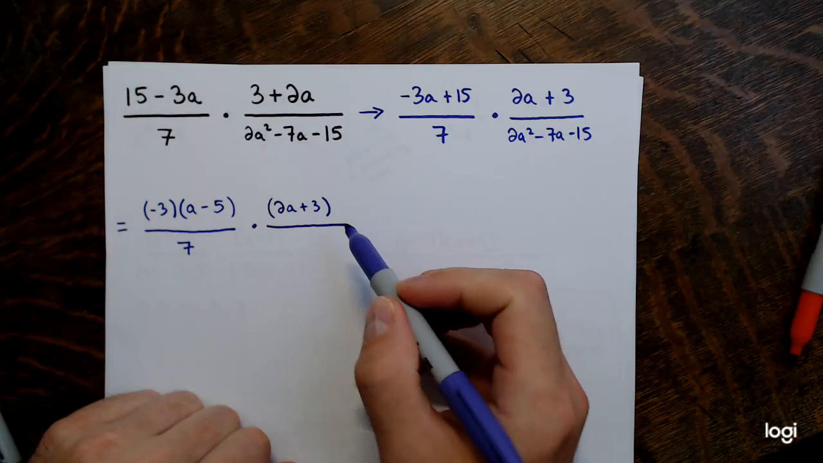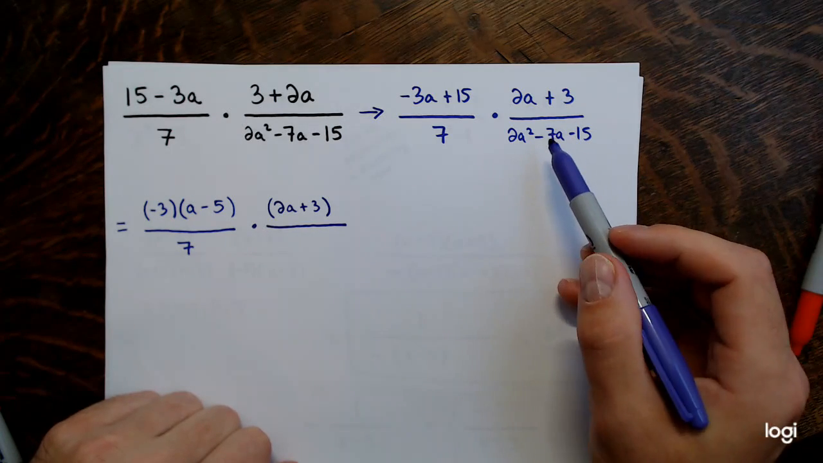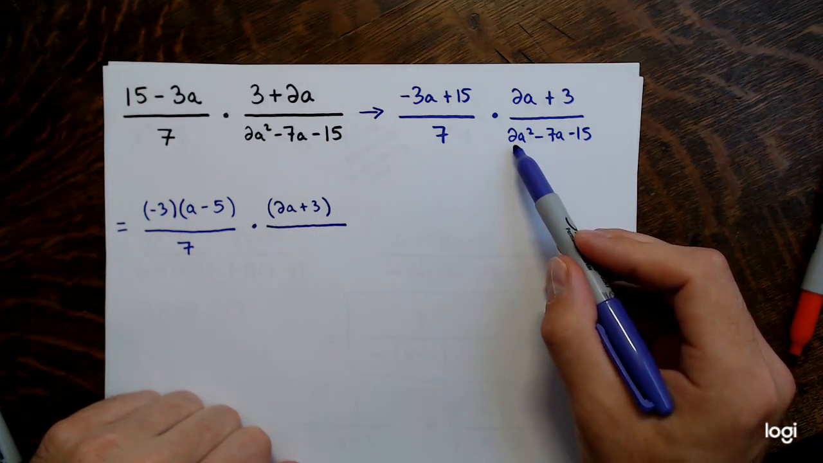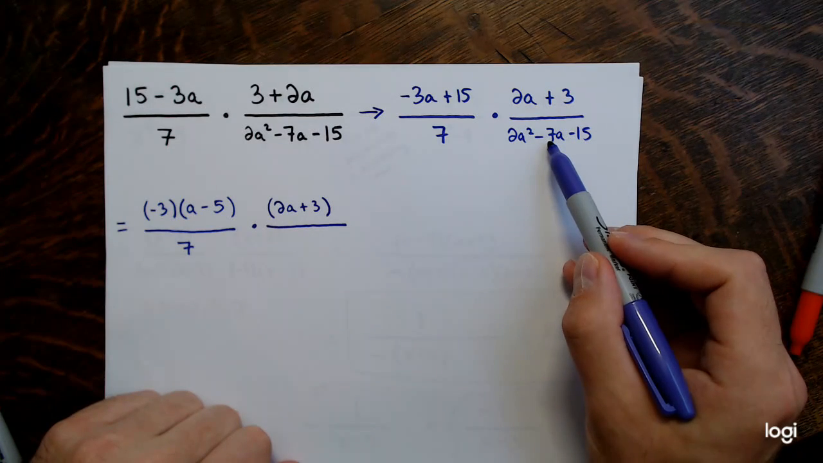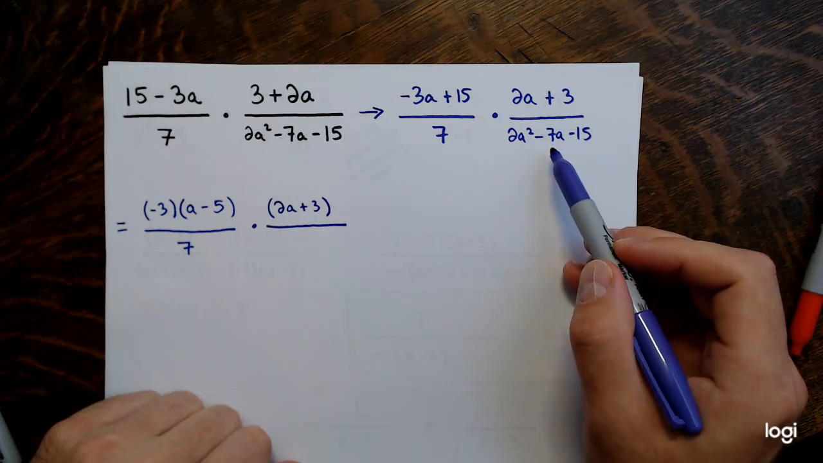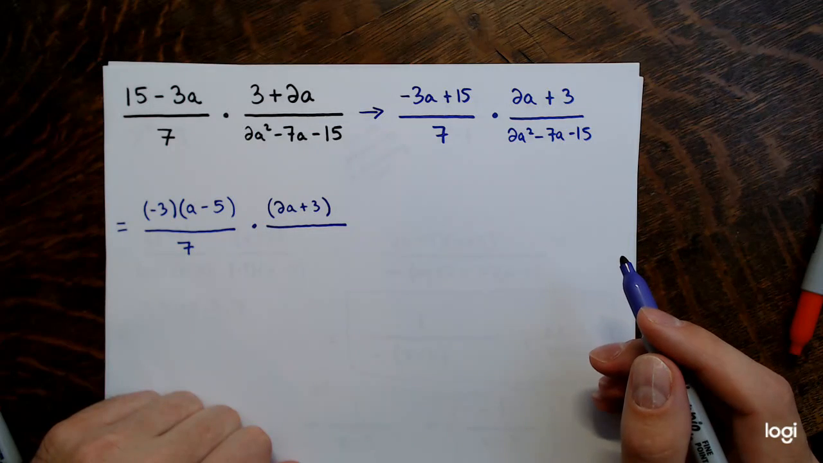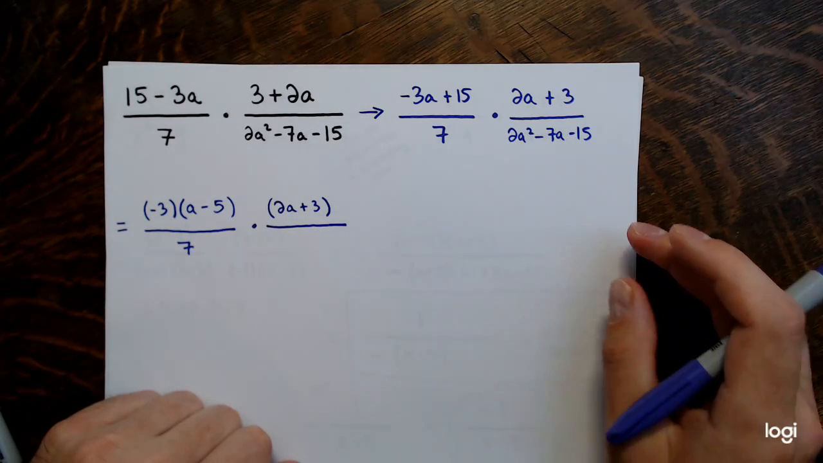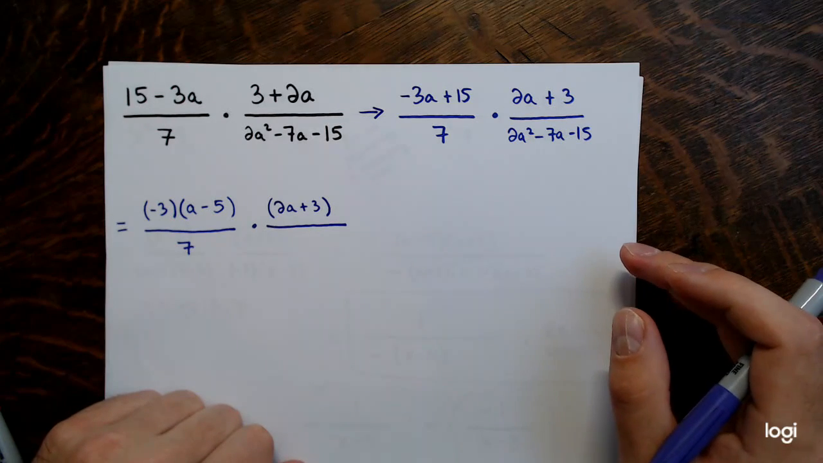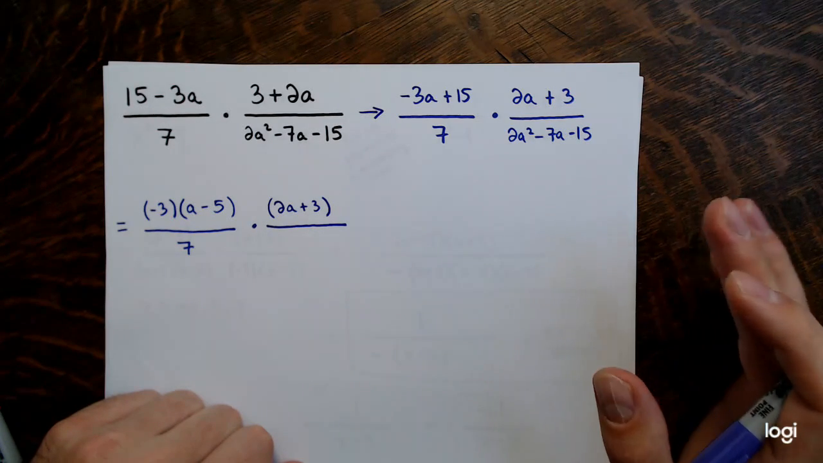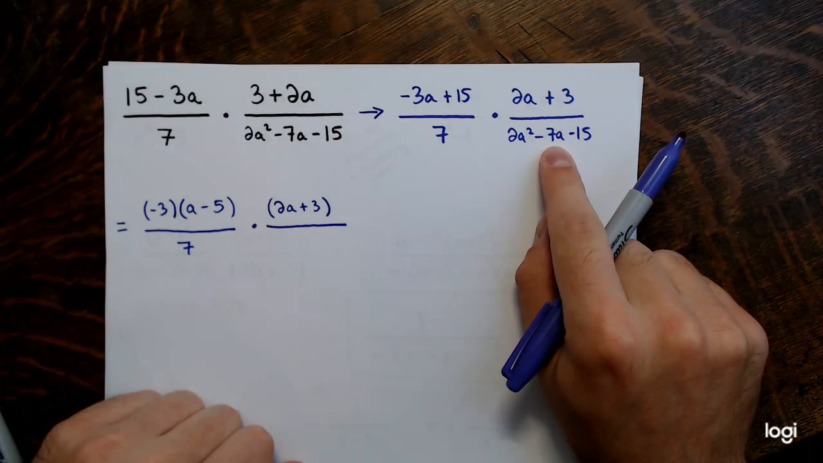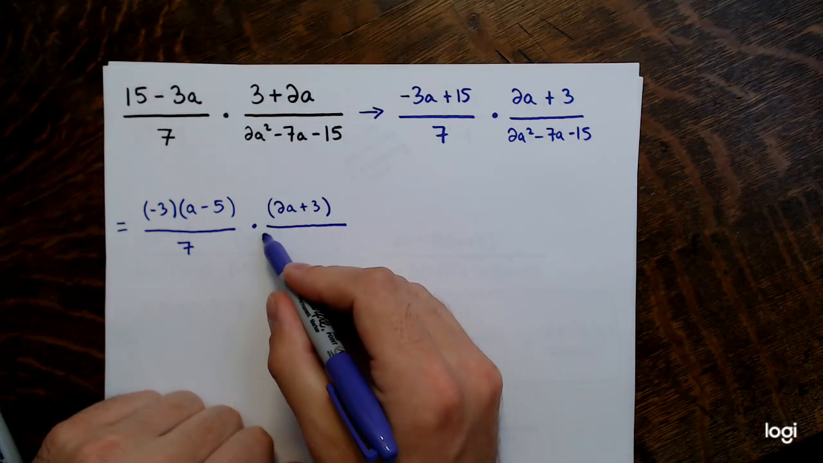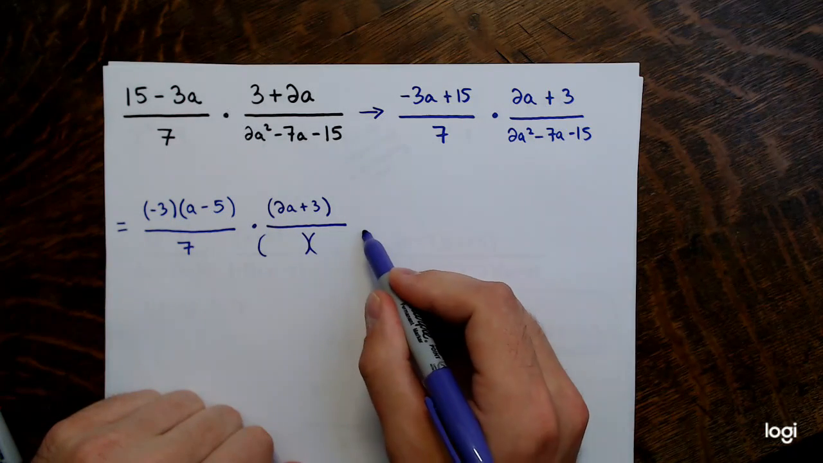Divided by, and then here we have a quadratic where, if you looked at other videos, you would see that I would do 2 times negative 15 is negative 30, and then I would think of what are factors of negative 30 that add up to negative 7. Well, that'd be negative 10 and positive 3. And I would rewrite the middle term as minus 10a plus 3a, and then factor by grouping, or you could do some trial and error, guessing and checking.